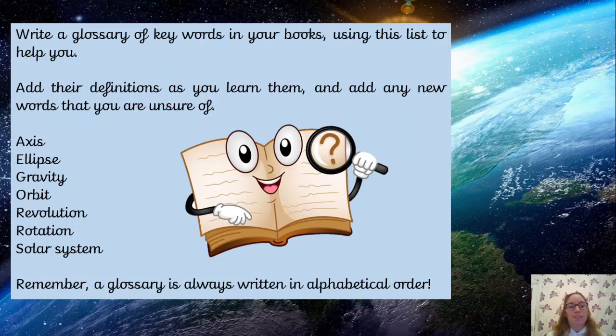So you're writing this in your workbooks or your catch-up books that you're using at the moment. And remember, a glossary is always written in alphabetical order. Okay, so what you might want to do, if you do add another word, you might want to leave 3 lines between each one perhaps, just so you've got room if you do add a word. Okay, so as I say, you're writing definitions about each of these words as you learn them and add in your own words as well.